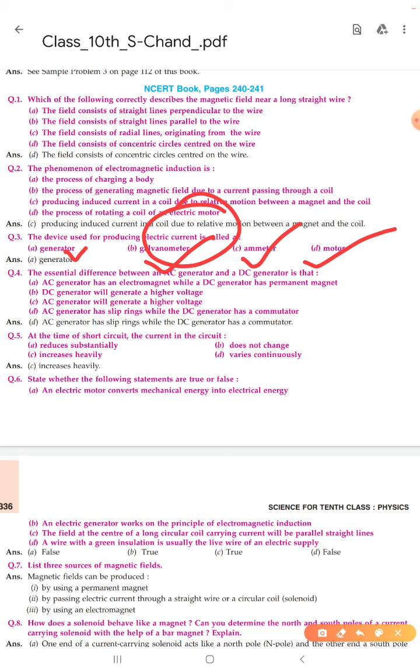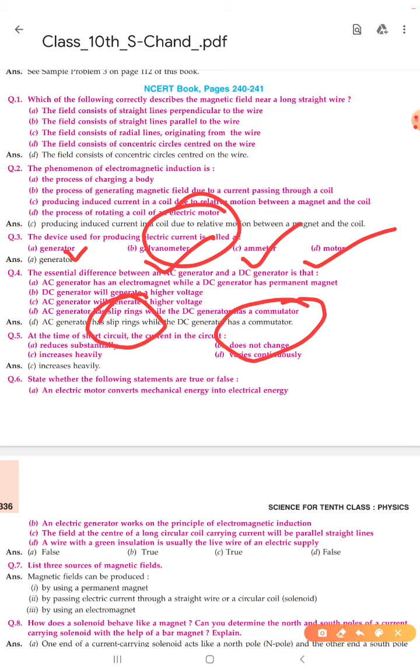Now move to question number 4. The essential difference between an AC generator and a DC generator is that... It is not in our syllabus, but we should know that there is one simple difference between an AC generator and a DC generator. AC means alternating current, and DC means direct current. In an AC generator we use slip rings, while in a DC generator we have split rings or a commutator. Split rings are also called a commutator. You should know this. The commutator reverses the direction of current in the circuit.